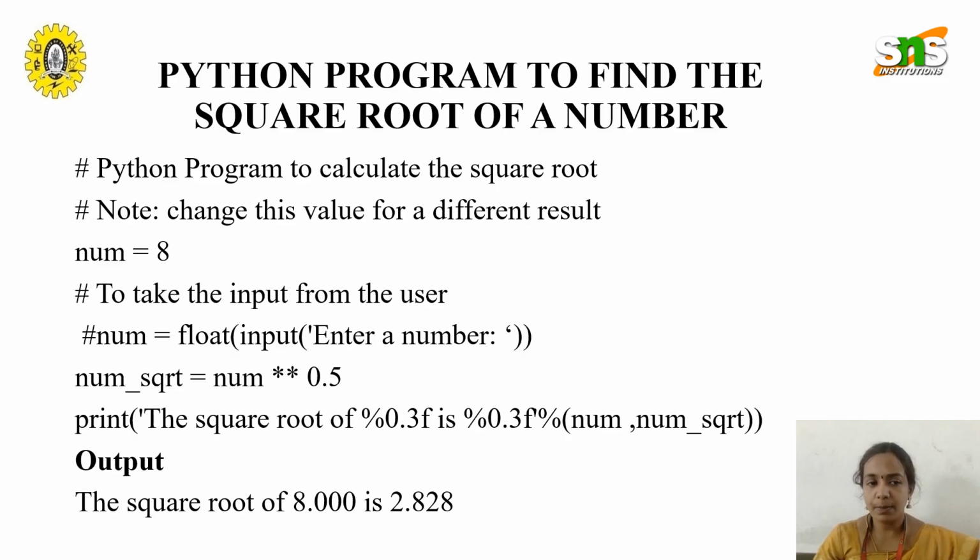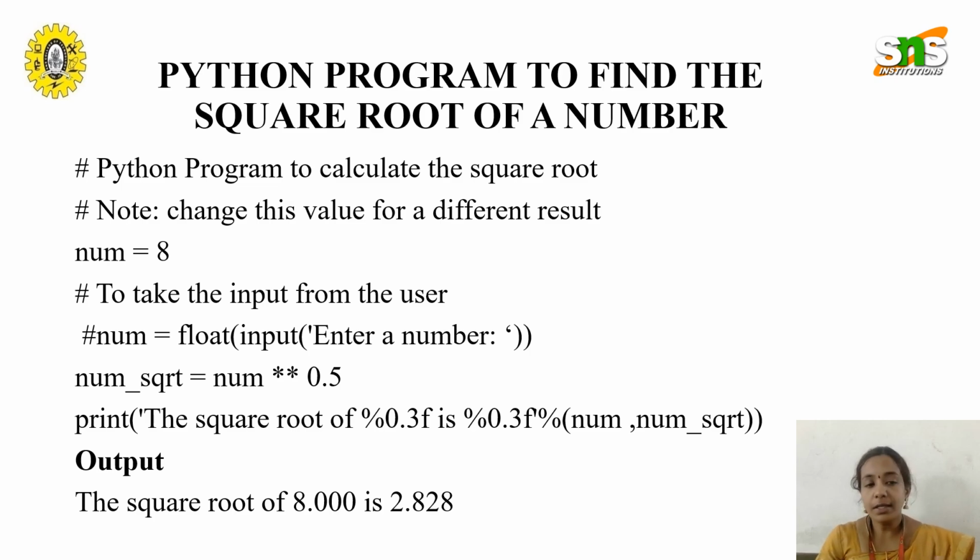Hash is the place where I give an explanation to the reader about what I'm going to give in the next line. So I'm telling the user: Python program to calculate the square root. I have given some notes: change this value for a different result. There is a possibility of writing one program in two ways. If the value is fixed, you can give the value directly in the program. If the value is not fixed, if the value is changing continuously, then you can ask the user to enter the timely input. That possibility is also there.